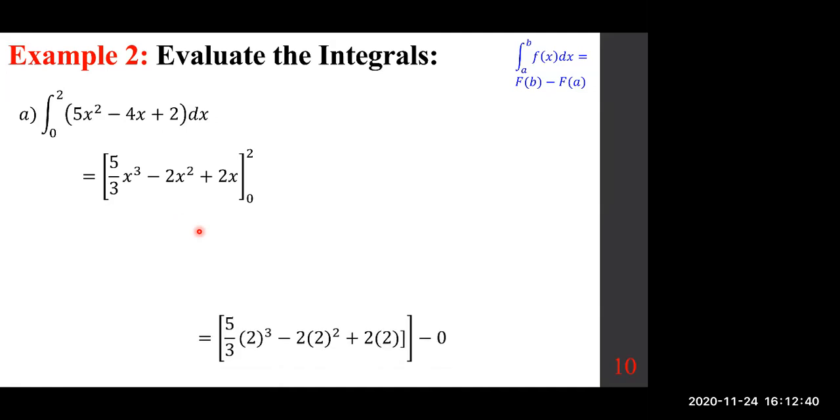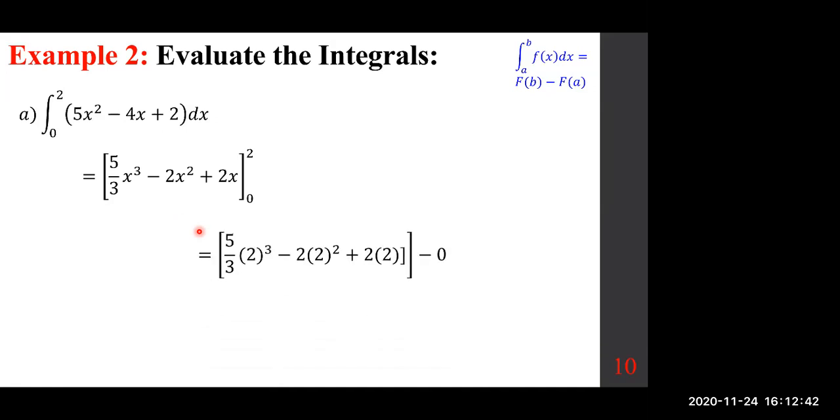So let's plug in. I'm hoping everybody is okay with that. I don't want to waste too much time on that. This is 8, class, okay? This is 4, and this is plus 4. And when you add them up, you end up with 28/3, okay? So that's very straightforward. 28/3.